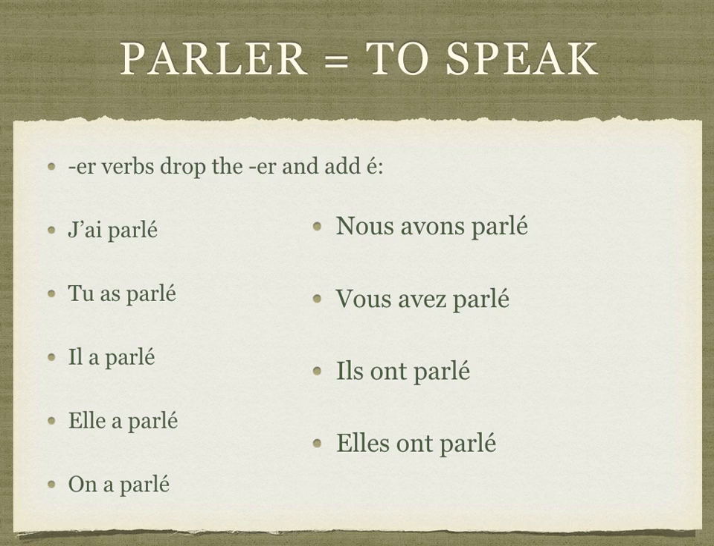So for example, if I'm conjugating parler, to speak, here's my conjugation of avoir. It's an ER verb, so I drop the ER off of the infinitive and add an É accent aigu. From j'ai to j'ai parlé. The a parlé is considered one verb even though it's two words. J'ai parlé, tu as parlé, il a parlé, elle a parlé, on a parlé, nous avons parlé, vous avez parlé, ils ont parlé, and elles ont parlé.